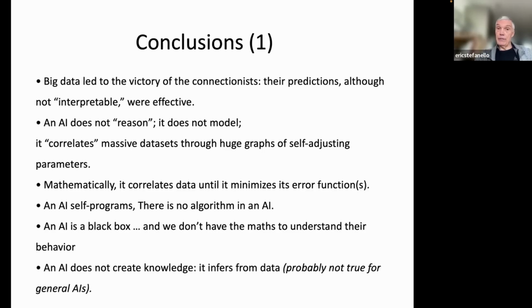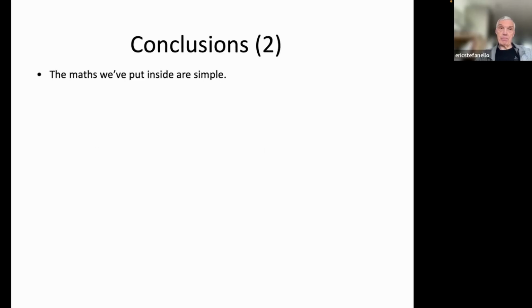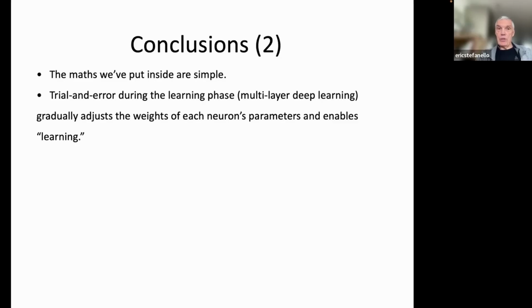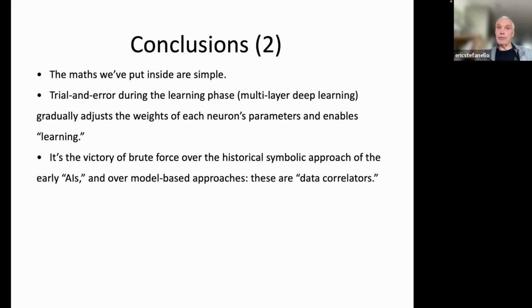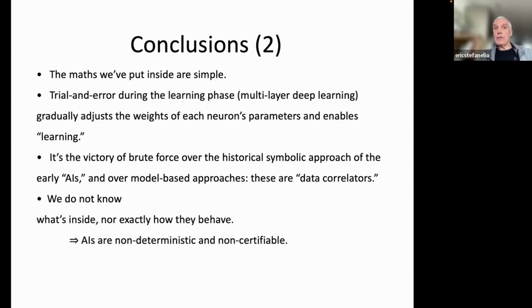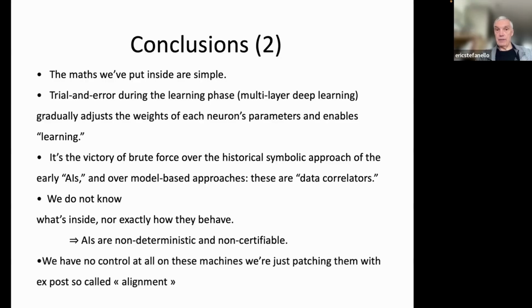An AI does not create knowledge. It infers from data. It may change with AGIs in the future. Even the math we've put inside the AIs, I was talking to you about the functions, is very simple. So we use the weight of each neuron. I've explained that. This is the victory of brute force over the historical symbolic approach of the early AIs, expert systems. We do not know what's inside, nor exactly how they behave. They are non-deterministic and non-certifiable. We have no control at all over these machines, and we are just trying to patch them ex post with what we call alignment, but it doesn't guarantee anything.